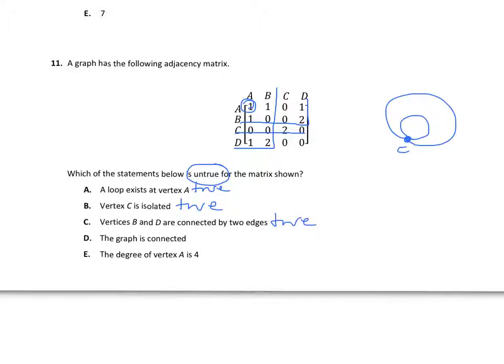The graph is connected. Well, we've just said that C is an isolated vertex. So if something is isolated, then it can't be connected. So that is a false statement.